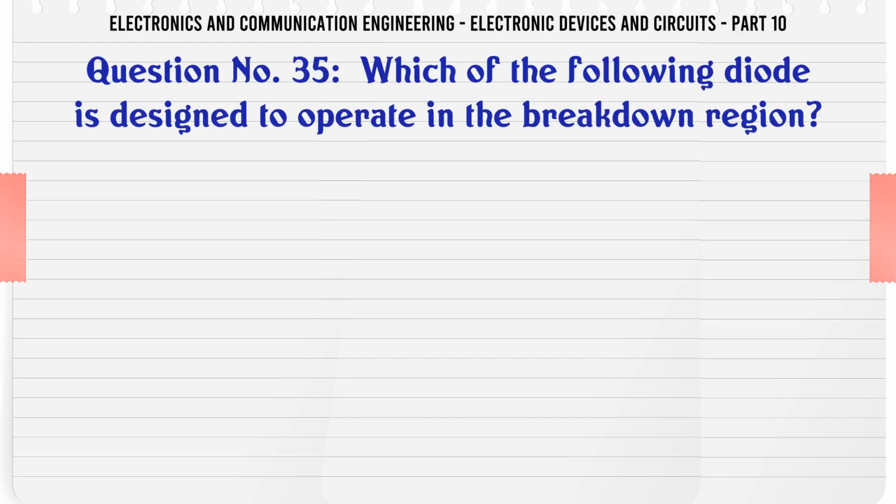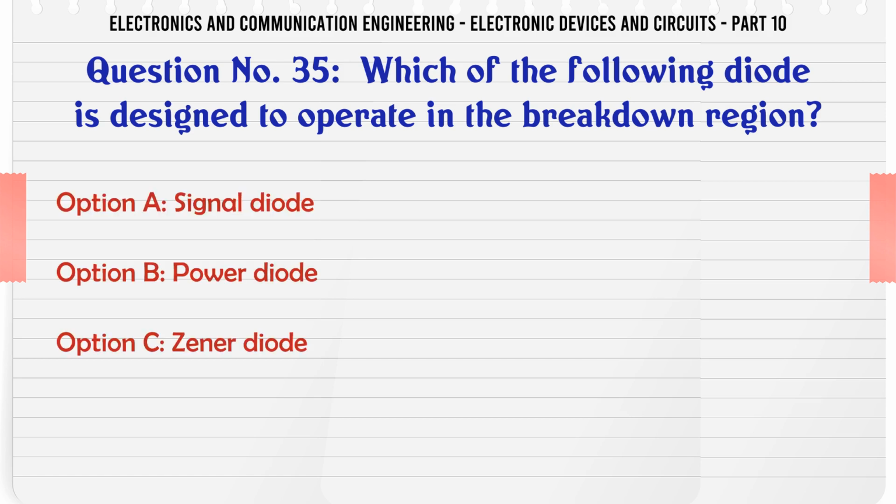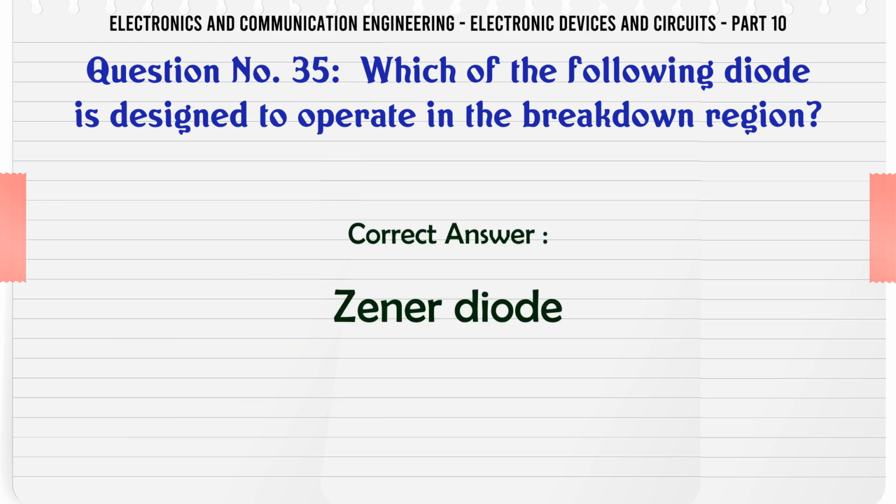Which of the following diodes is designed to operate in the breakdown region? A. Signal diode. B. Power diode. C. Zener diode. D. None of the above. The correct answer is Zener diode.